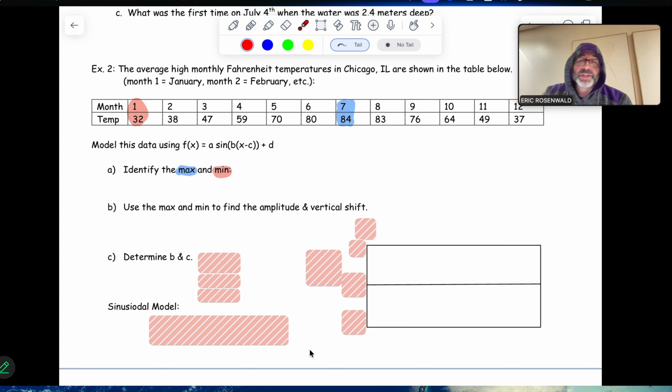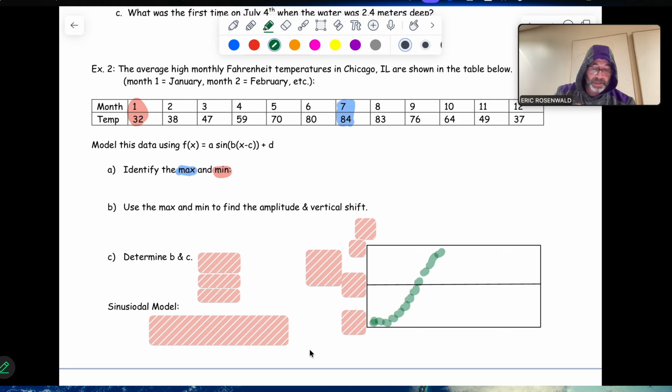So what it says is let's identify the max and the min from all this data. Now this is temperatures throughout the year. So that kind of makes sense when you look at this, that the information goes up, gets warmer, and then it kind of goes back down. And so if I was to plot a bunch of points for this, it's going to start down here and it's going to get warmer and then come up and then go back down, right?